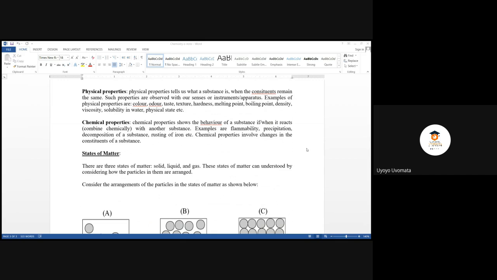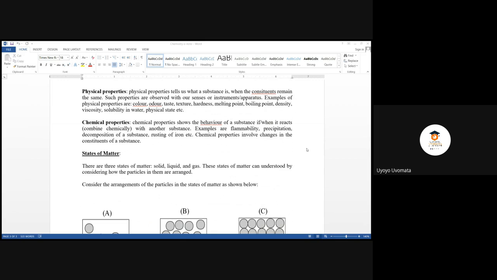When we mention any of these as shown on your screen, we are talking about the physical property of that substance. Don't forget what I said. These properties give us an idea of how the substance can be used. Do not forget that. It gives an idea of how the substance can be used. As we go on in our study of chemistry, we'll get to understand this better.